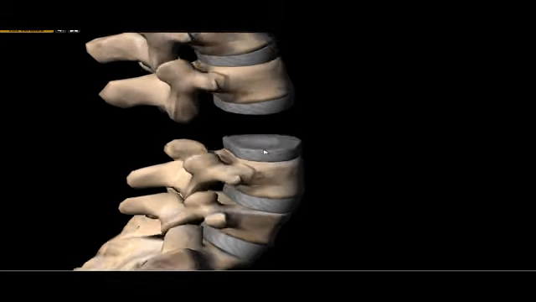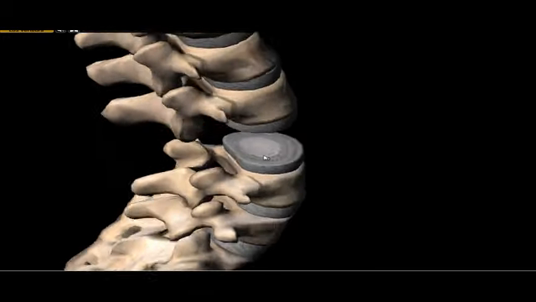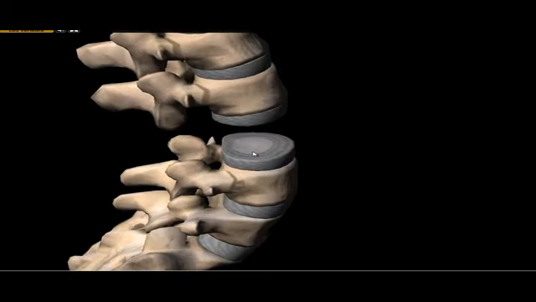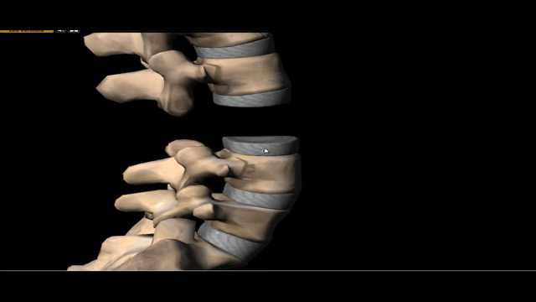So that's the intervertebral disc and how it wants to function in providing compressive resistance and transmitting compressive loads through the lumbar, thoracic, and cervical spine all the way through.